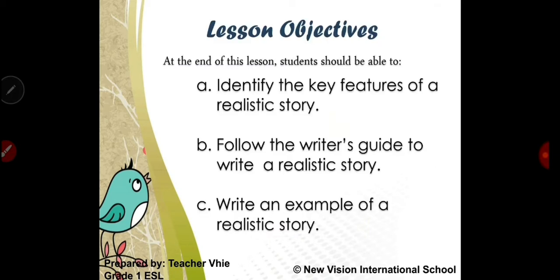Okay, so our lesson objectives are, at the end of the lesson, students should be able to A. Identify the key features of a realistic story. B. Follow the writer's guide to write a story. And letter C, rather, to write an example of a realistic story. Let's start.